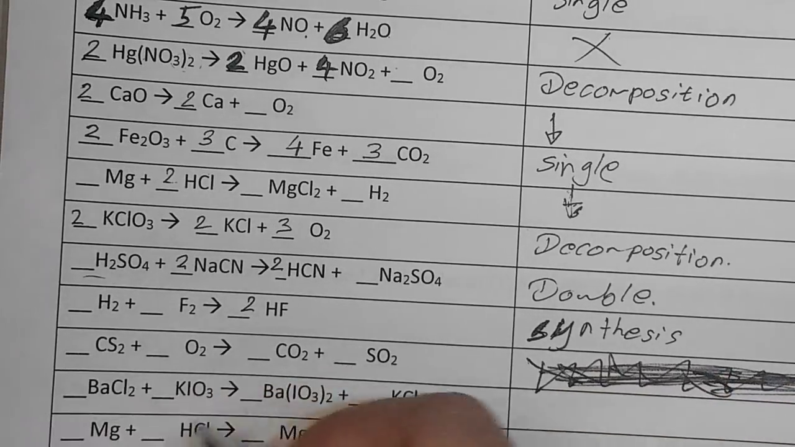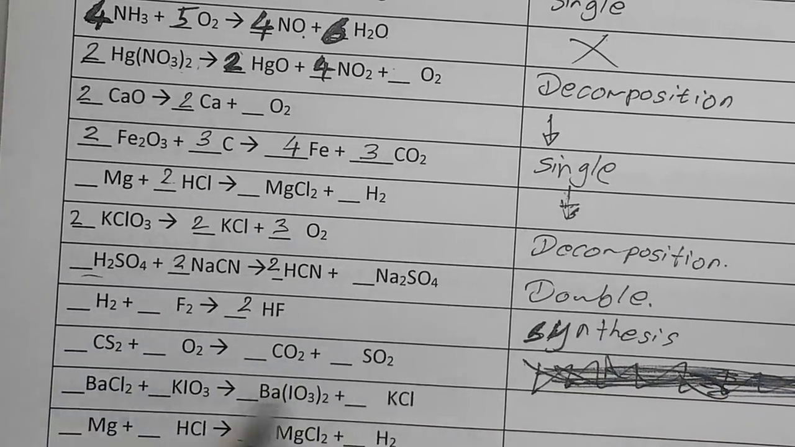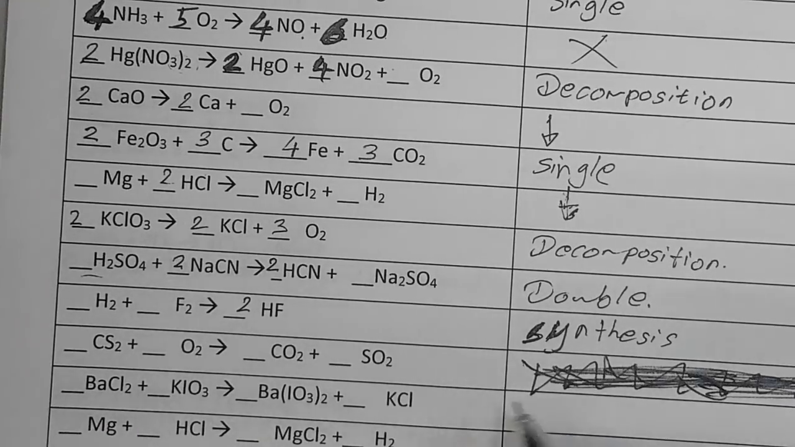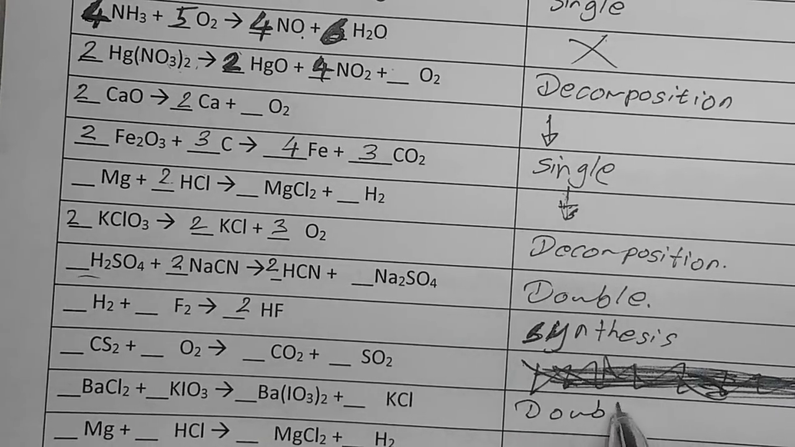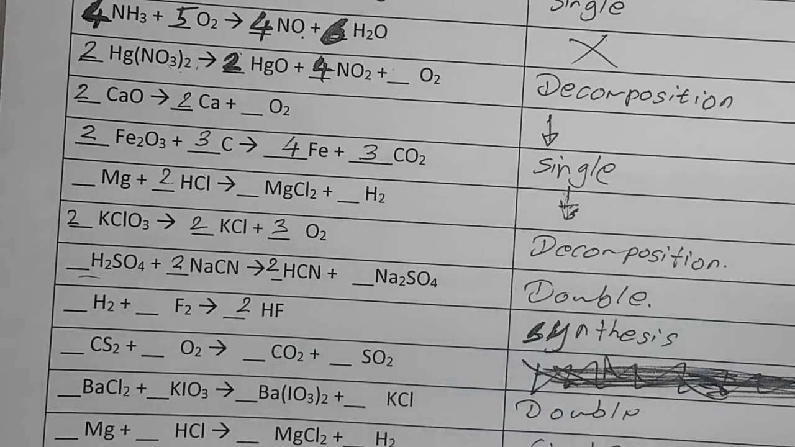All right, next one, double displacement. Ba and K switch place. Double. The next one is single. Right? Mg and H just switch place.